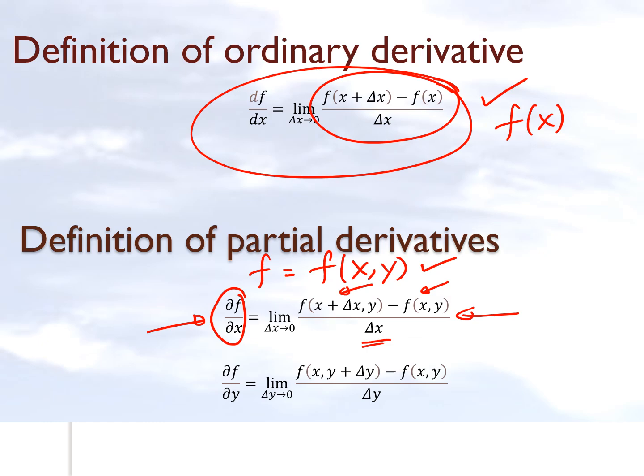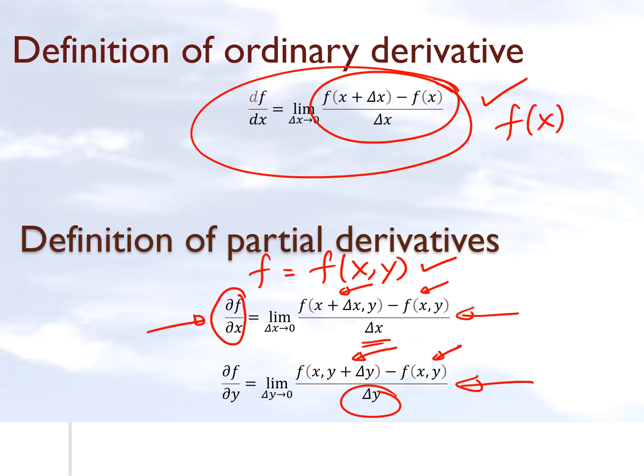And del f by del y is the same thing. You keep x constant, but you change the value of y, and that's how you find the difference between the two function values. That's the rise part, and this is your run, and that gives us the partial derivative with respect to y. We do need to understand these concepts for regression, because most times we'll have a model with more than one variable, and hence in order to develop regression models, we will need to know what partial derivatives mean and how they are to be found.